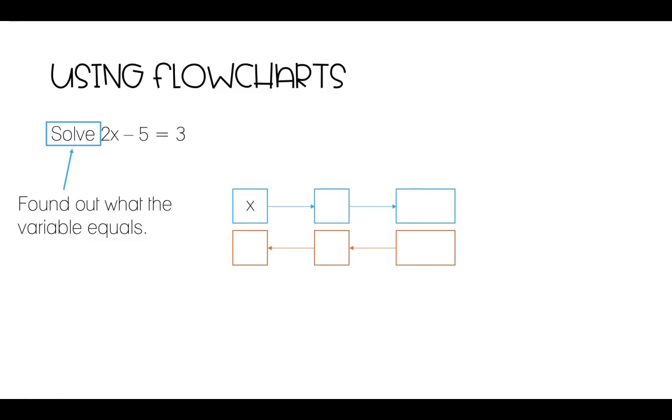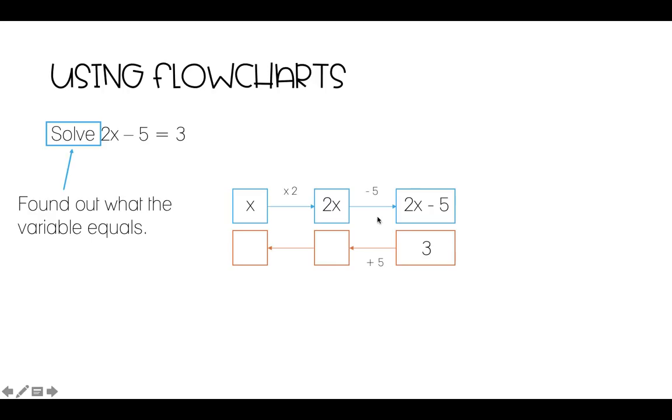So the first thing we would do in this expression is multiply it by 2 because we do division or multiplication first. So we multiply it by 2, which gives us 2x. The second thing we would do would be subtract 5, which gives us 2x minus 5. Now, in this bottom box is what it equals. So we go equals 3.